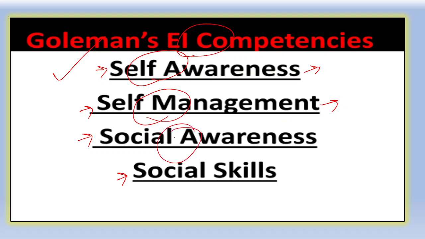Then social awareness. Social awareness, that is how you should behave with others. That is all about social awareness. And social skills. Social skills, that is how you are actually getting gelled up with others, communicating with others, how you are behaving with others, how it becomes easy for others to communicate with you, be approachable with you. So that is all about social skills.